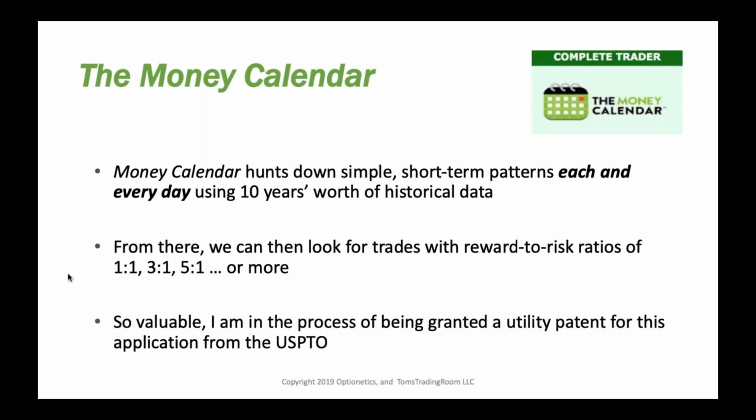And from there, what I do is I look for trades that have risk to reward ratios of a minimum of 1-to-1, but I found them at 3-to-1, 5-to-1, even more. And I believe this particular software tool that we use is so valuable that I ended up filing a patent for it, and we're in the process of being granted a utility patent for this particular application. So it is that valuable to me.